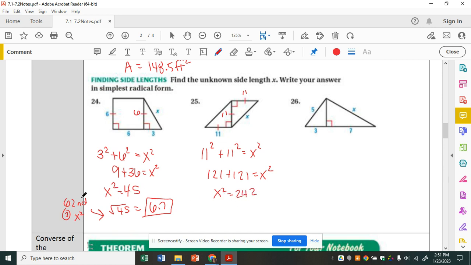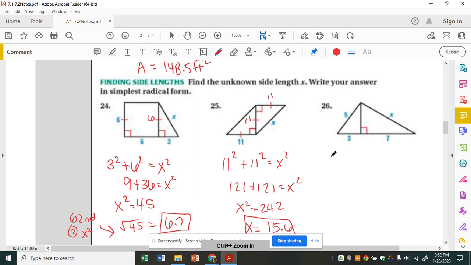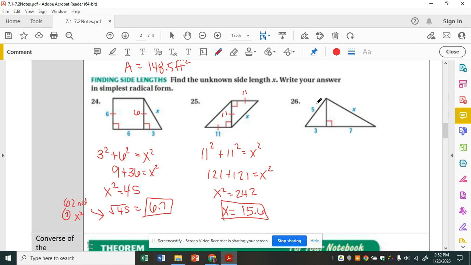And again, same process. Second, hit this x squared button. That's going to tell you that when you take the radical, or the square root of 242, x would equal 15.6.